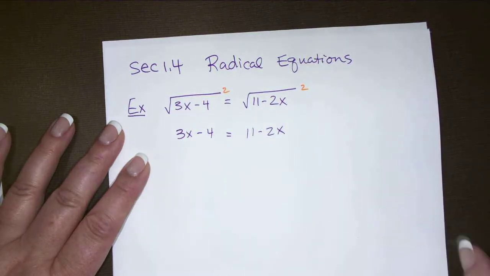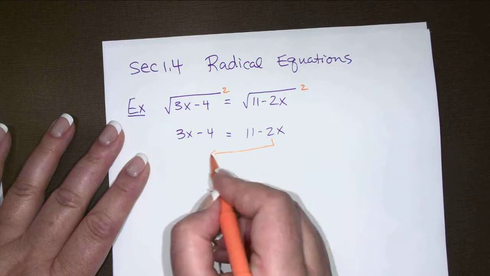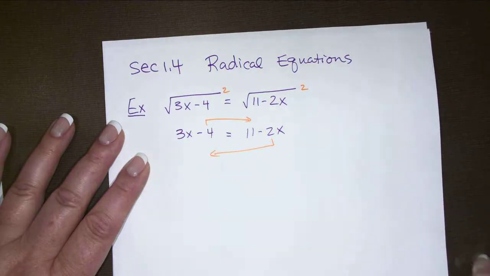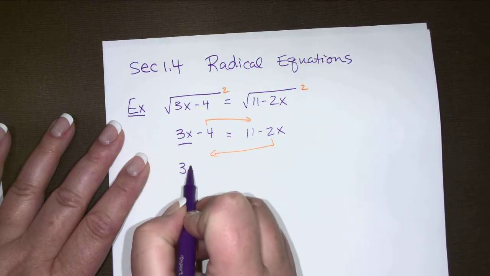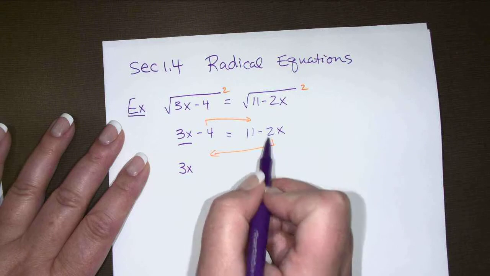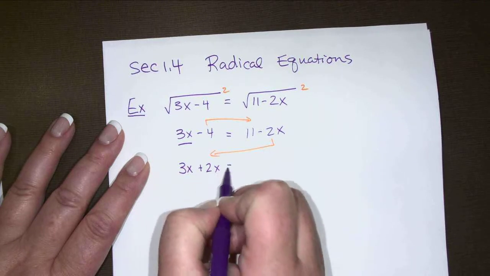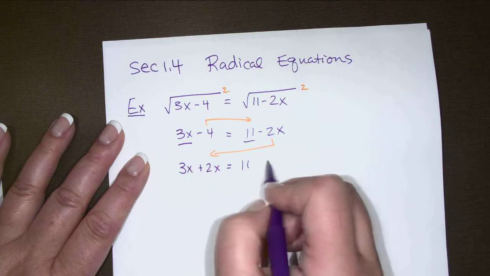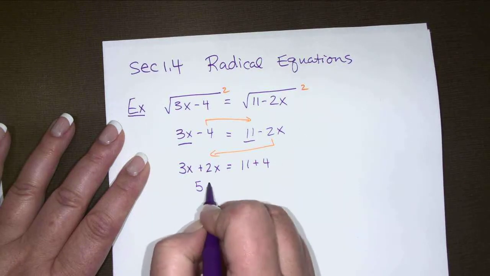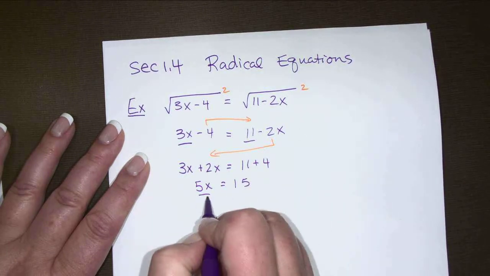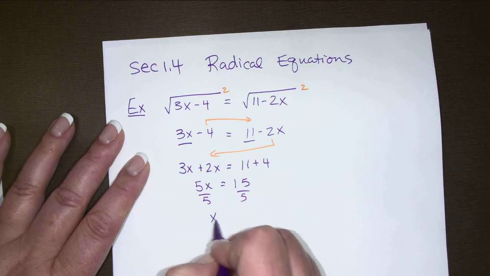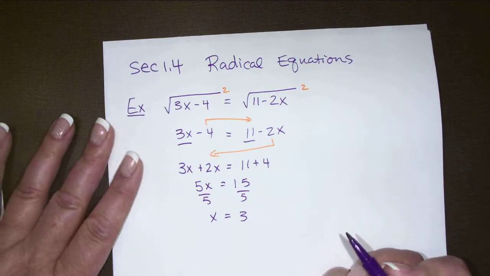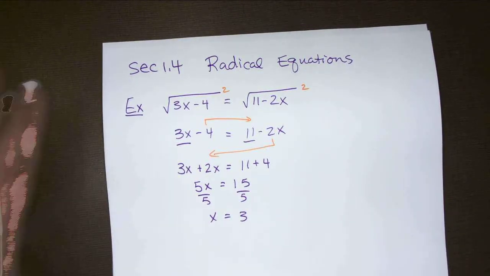And then you solve your equation. Your 2x, your 4. So 3x is already on this side. The minus 2x becomes a plus. 11's already on this side. And moving the minus 4 becomes a plus 4. 5x equals 15. Divide both sides by 5. X equals 3. So the answer looks good when we plug it in to check.